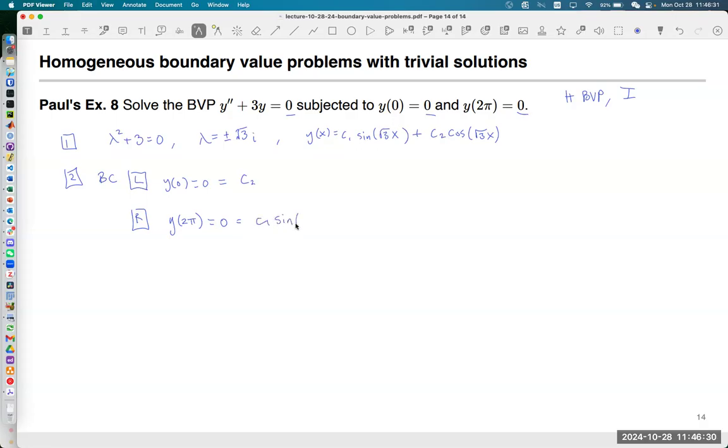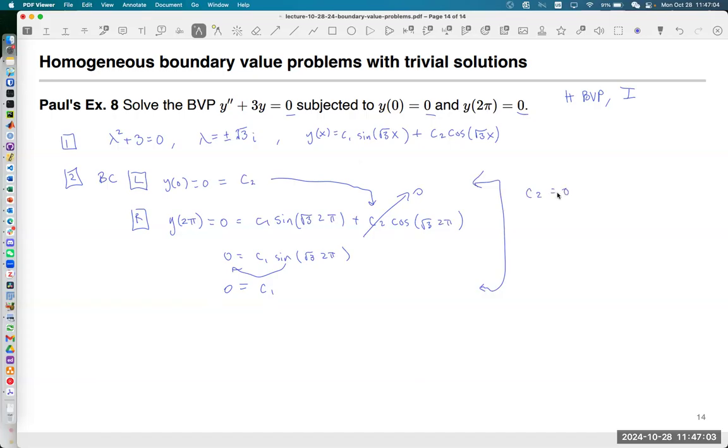Let's write it out. So C1 sine of square root of 3 times 2 pi plus C2 cosine of square root of 3 times 2 pi. Okay, and C2 is equal to 0. Substitute here, so we have 0 is equal to C1 sine of square root of 3 times 2 pi. And so C1, we move this to the left, is 0. So these two tell us that C2 is equal to 0 and C1 is equal to 0. If we substitute back in, we have y of x is equal to 0 plus 0, which is 0.